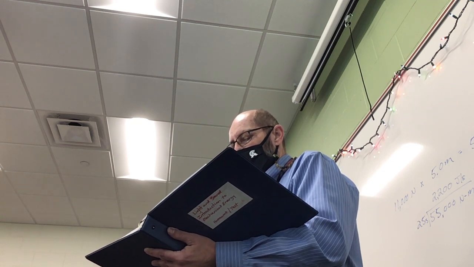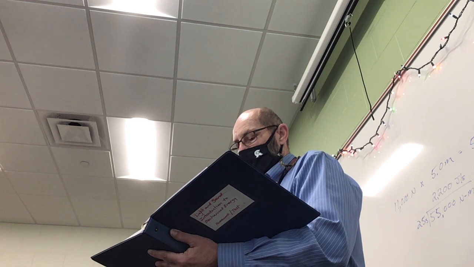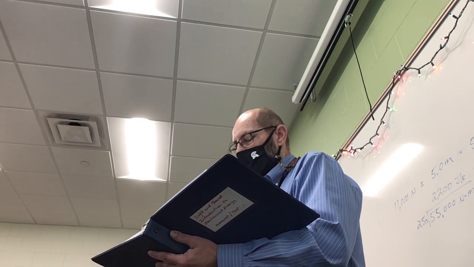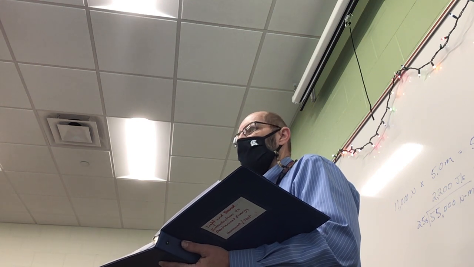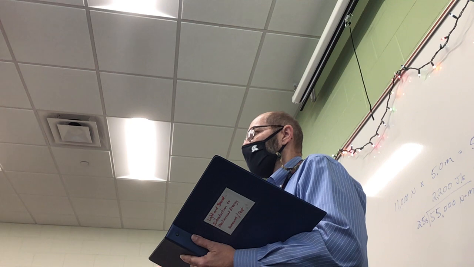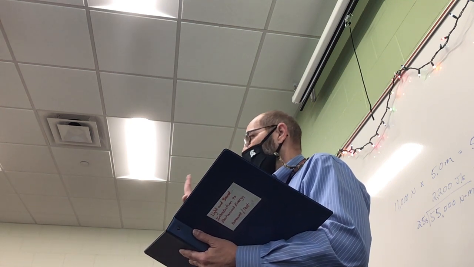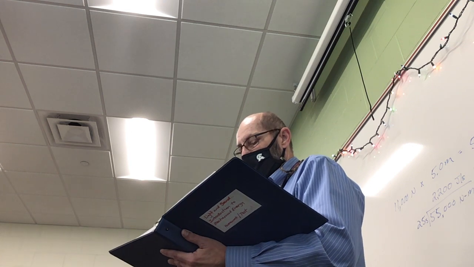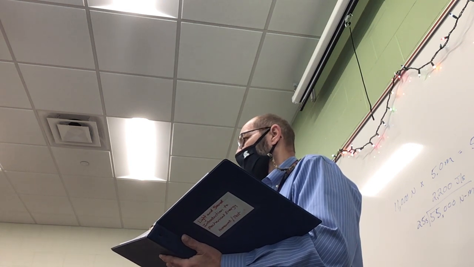So if you run up the stairs, to figure out power, you know the work was 1,000 joules. The time was 5 seconds. So the formula is work divided by time. You take the 1,000 joules and divide it by the 5 seconds. So you did 200 watts of work if you ran up the steps.